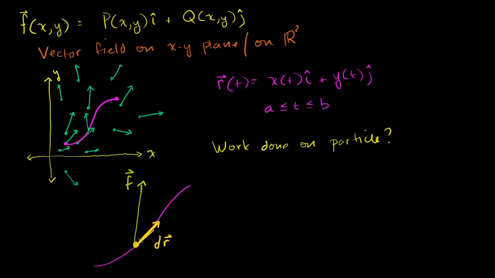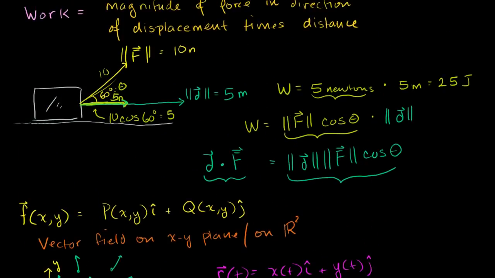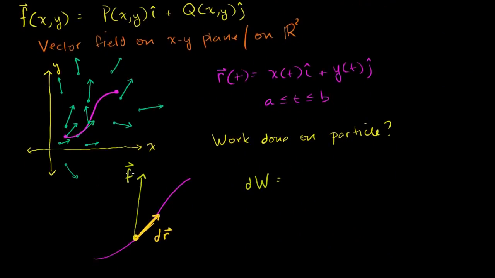What was the work done over this small period? You could say, what's the small interval of work? You could say dW, or a differential of work. Well, by the same exact logic that we did with the simple problem, it's the magnitude of the force in the direction of our displacement times the magnitude of our displacement. And we know what that is just from this example up here. That's the dot product. It's the dot product of the force and our super small displacement.